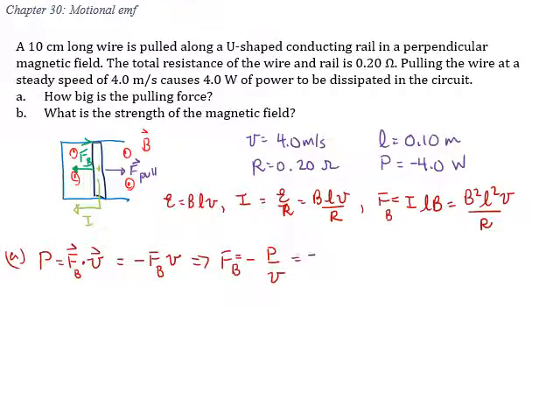So that's equal to minus 4 watts divided by 4 meters per second. This gives me the magnitude of the magnetic force is 1.0 newtons. Now, we weren't asked for the magnitude of the magnetic force. We were asked for the pulling force.